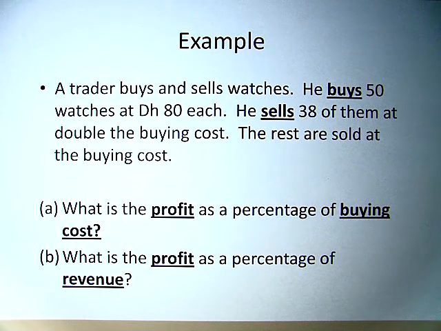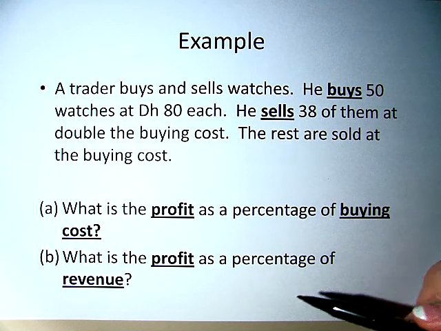Okay, let's read through this next problem. A trader buys and sells watches. He buys 50 watches at 80 dirhams each. He sells 38 of them at double the buying cost. The rest are sold at the buying cost. What is the profit as a percentage of buying cost? And what is the profit as a percentage of revenue?